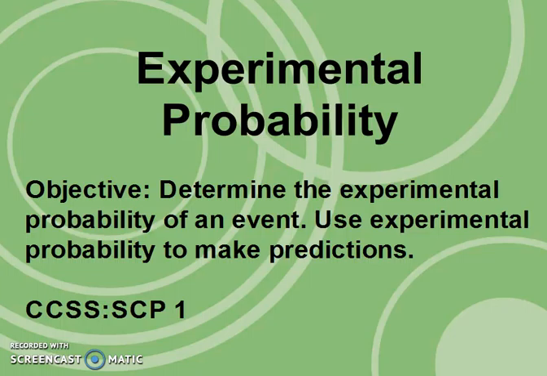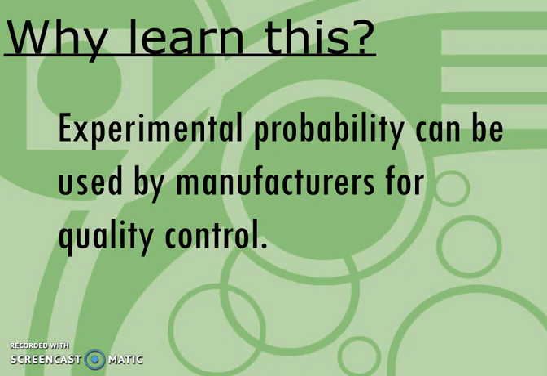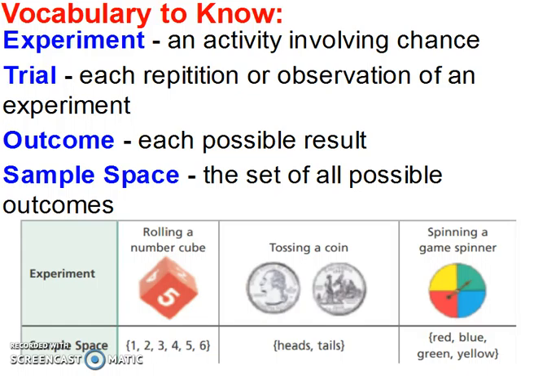Experimental probability. Our objective is to determine the experimental probability of an event, as well as use experimental probability to make predictions. Why learn this? Experimental probability can be used by manufacturers for quality control. Let's start with some vocabulary.